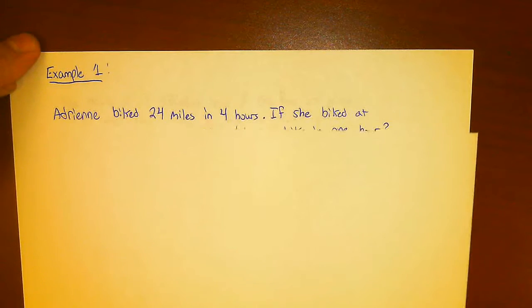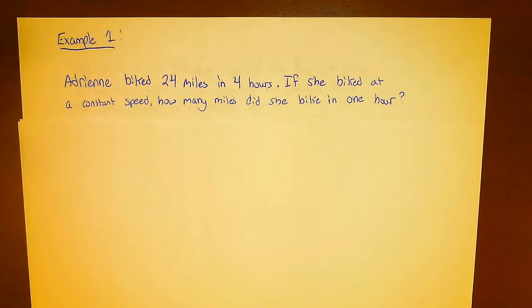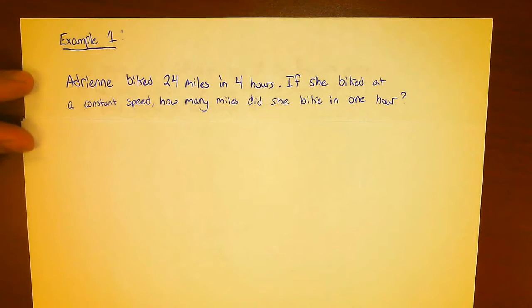Alright, so moving on. We've got example 1 here. It's the first example in the book. So we've got Adrienne. She bikes 24 miles in 4 hours. If she biked at a constant speed, how many miles did she bike for 1 hour? So you're basically trying to figure out how many miles she bikes in 1 hour.